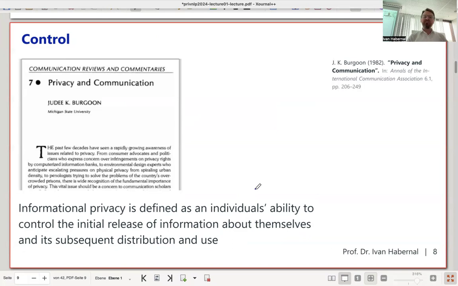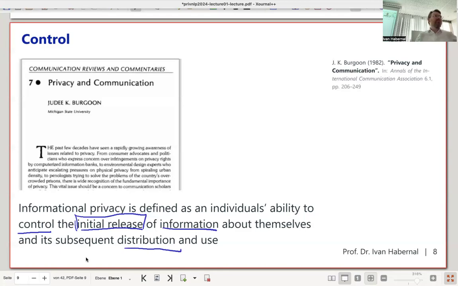So informational privacy is defined as an individual's ability to control the initial release of information about themselves and its subsequent distribution and use. So why do you think the focus here is on initial release? Why should we care about initial release? Why is it important? Yes. Public can be copied, and then it's irrelevant. Yeah, exactly. When it leaves you, you lose control. When it leaves you, it's gone forever.